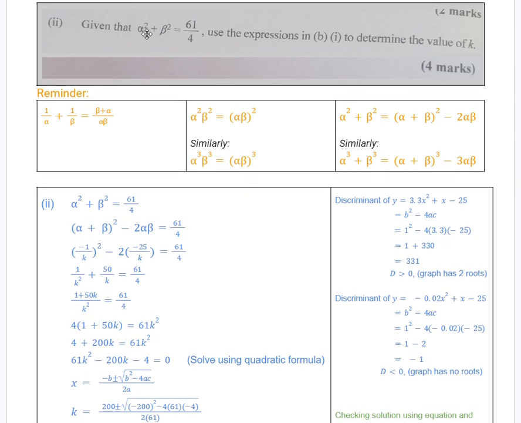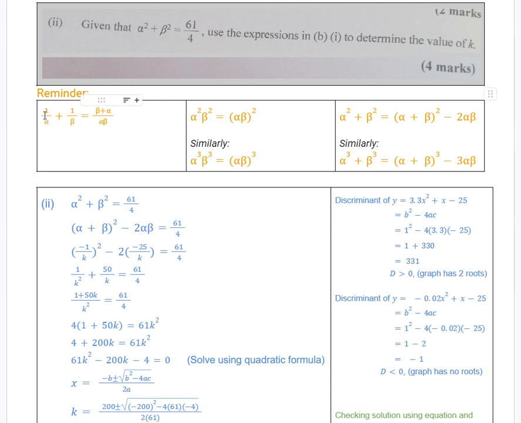Right, given that alpha squared plus beta squared is 61 over 4, use the expressions in B part 1 to determine the value of k. Right, so this question actually turned out to be really long, so I think the number of marks should have been different as well. I don't know, I'm estimating around 8 marks maybe.